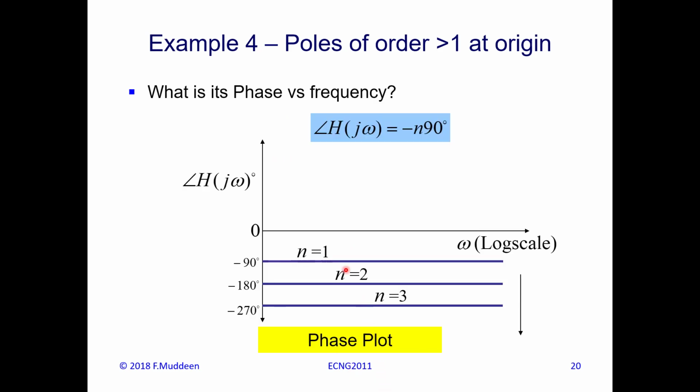For our phase plots, what this means now is that for n equal 1, if it was k on S, as we saw in example 2, it was minus 90 degrees, but as n increases in value, when n is equal to 2, minus 180, and n equal 3, minus 270, and so forth, for increasing values of n.